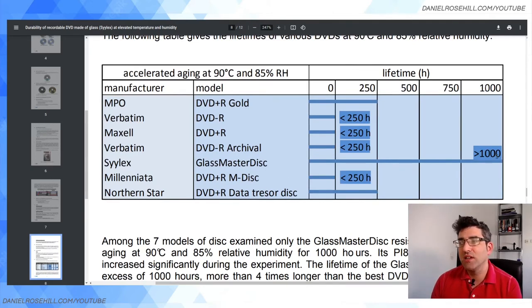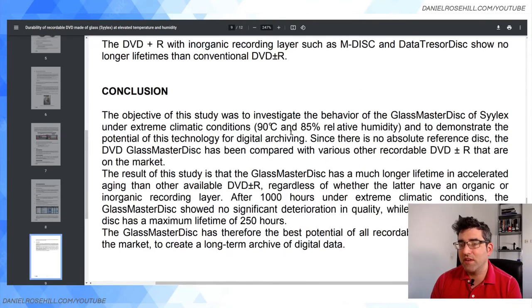this crazy Silex technology blowing itself out of the water with 1,000 hours. And we saw, where is the M-Disc? Here we go, Millenniata M-Disc, coming in at less than 250 hours. But the Northern Star Data DVD plus R Data Treasure Disc did make it to 250, likewise this did. And these products also fell short of 250 in the accelerated aging chamber.